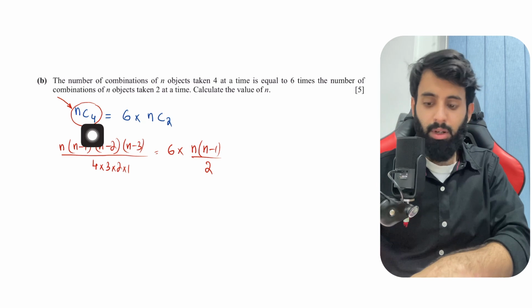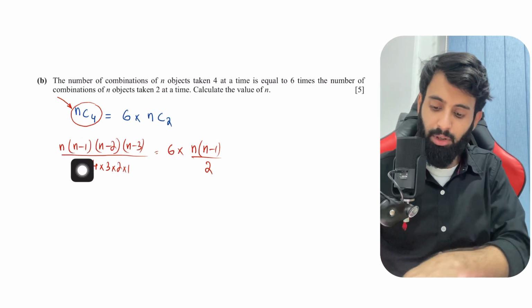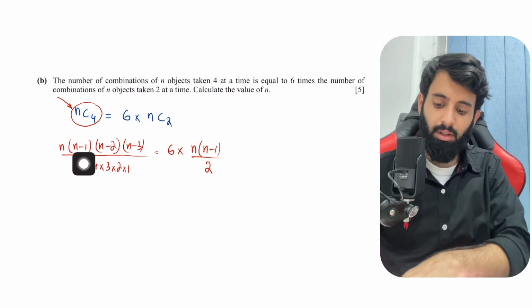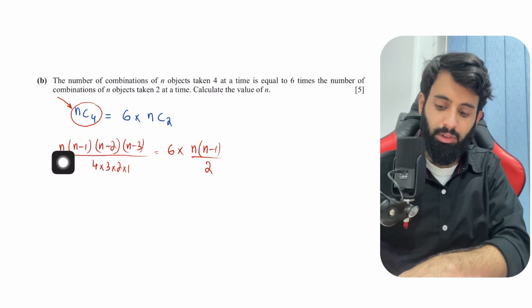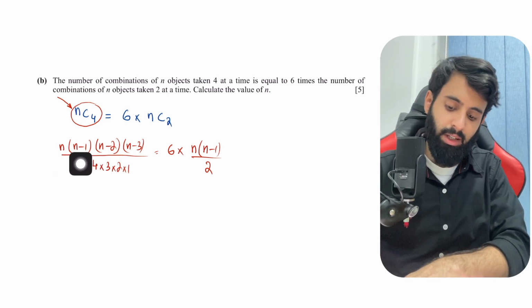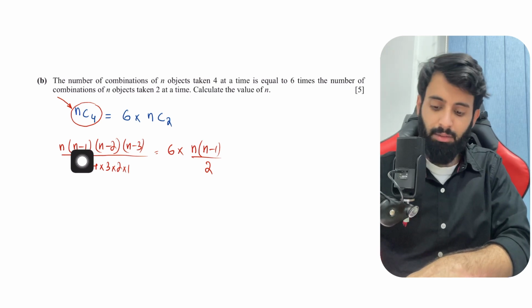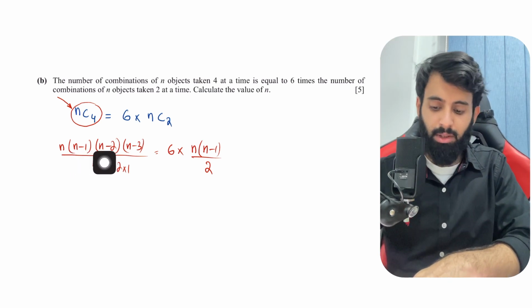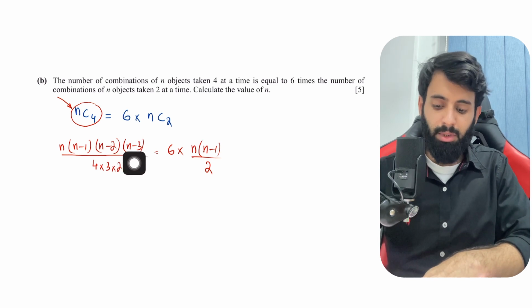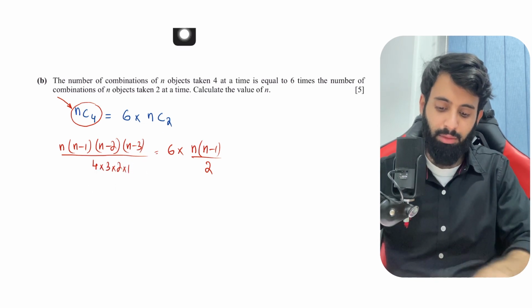So you have 4 after C, right? So that means in the numerator you're going to have 4 different numbers, or 4 digits. Starting from n, for the next digit you'll go 1 place backwards. So you'll have n, then n minus 1, then n minus 2, then n minus 3, divided by 4 factorial.